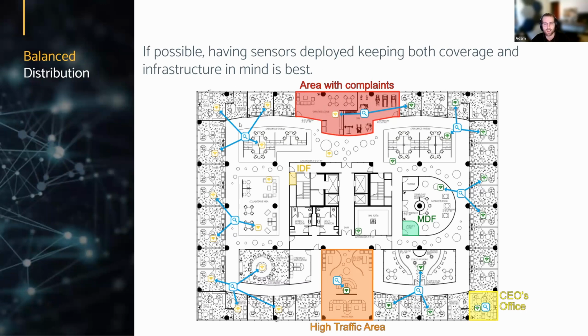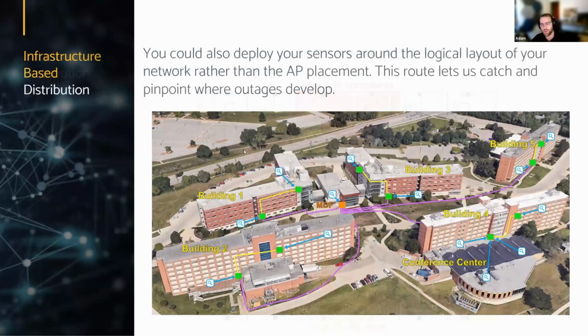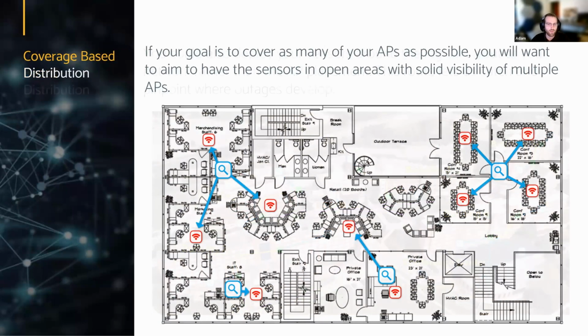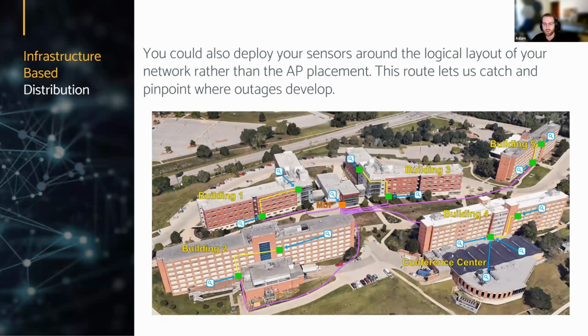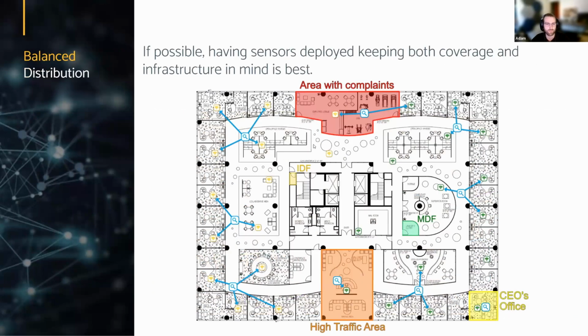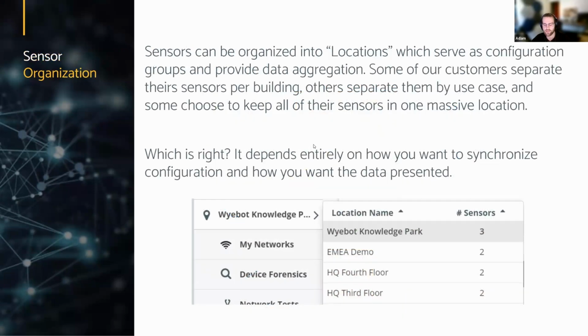So that's some of the ideas behind distribution. And honestly, a lot of you on this call probably already have your sensors deployed, but I wanted to go through this regardless, just so you have this in mind for different routes that you can take depending on your situation. But how should we organize the sensors in these different scenarios? That is very much going to come down to personal preference.